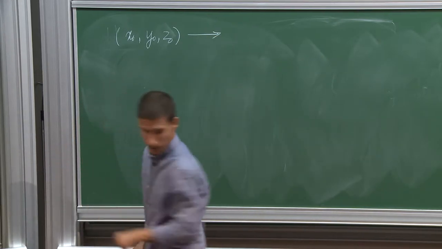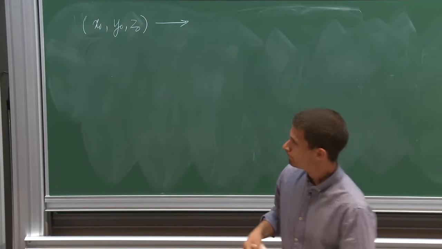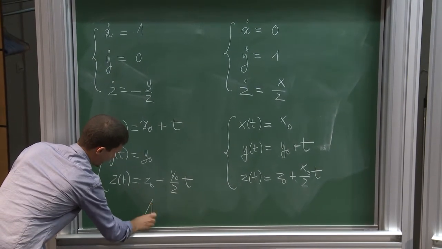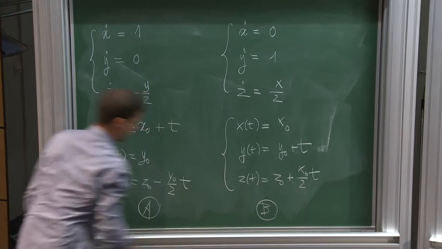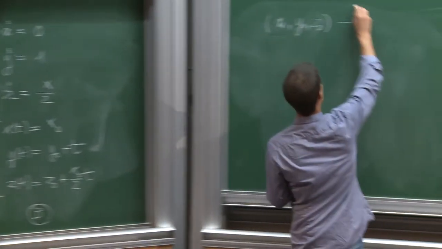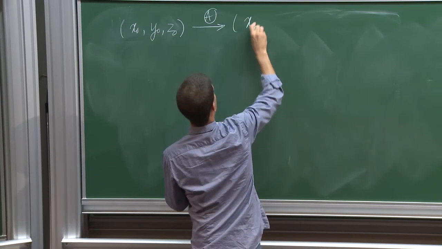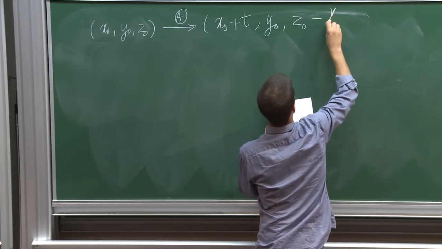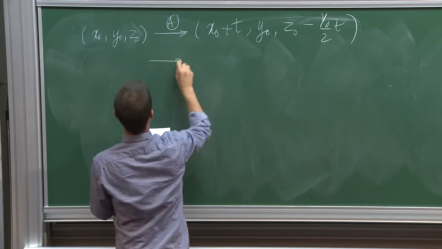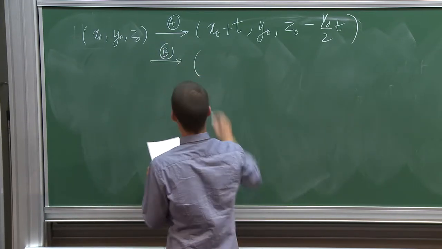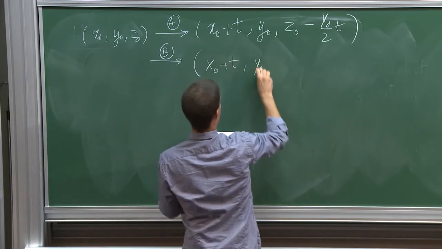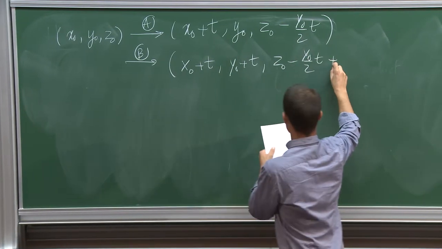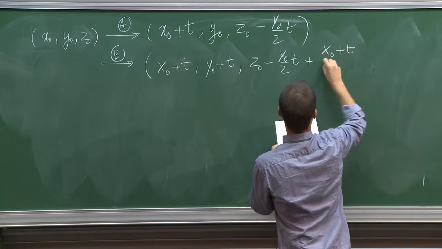First, we do, so let me call this A and this B. I will start with A now, but you see it's not really relevant. So it's x0 plus t, y0, z0 minus y0 over 2 times t. Then I do B. When I do B, I have x0 plus t, y0 plus t, and then I have to add x0 plus t over 2t.